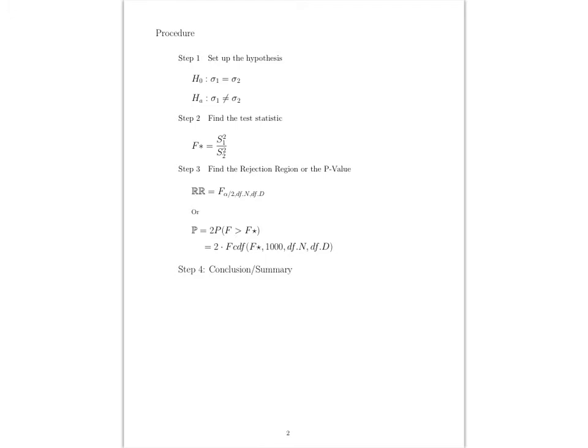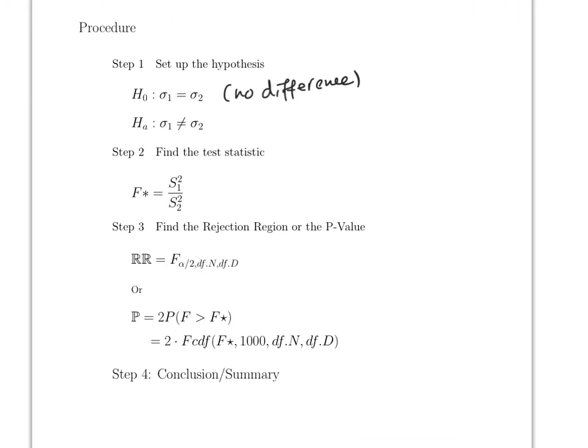The setup is the same as before. The claim is that there is no difference between the two standard deviations or the two variances. The alternative is that there is a difference. Then you find the test statistic, which, this is probably the easiest one to find, is this variance. Make sure you use the variance regardless of whether these are squared or not.